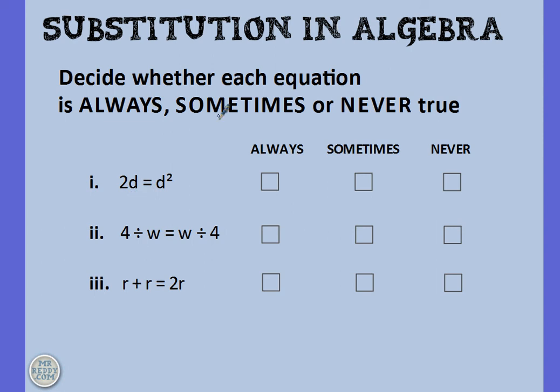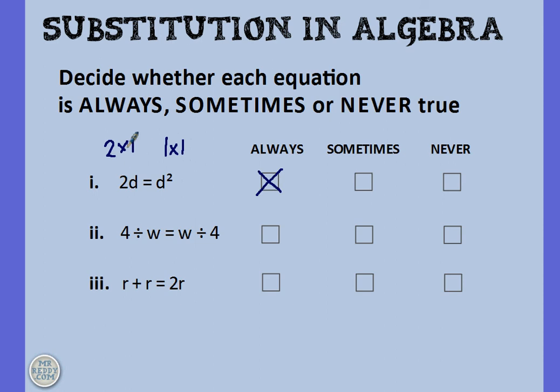So let's say that d equals 1. Then on this side we would have 2 times 1, and on this side we would have 1 times 1, because that's 1 squared. 2 times 1 is 2, 1 times 1 is 1. They don't equal each other. So we know that it's not going to be always true.